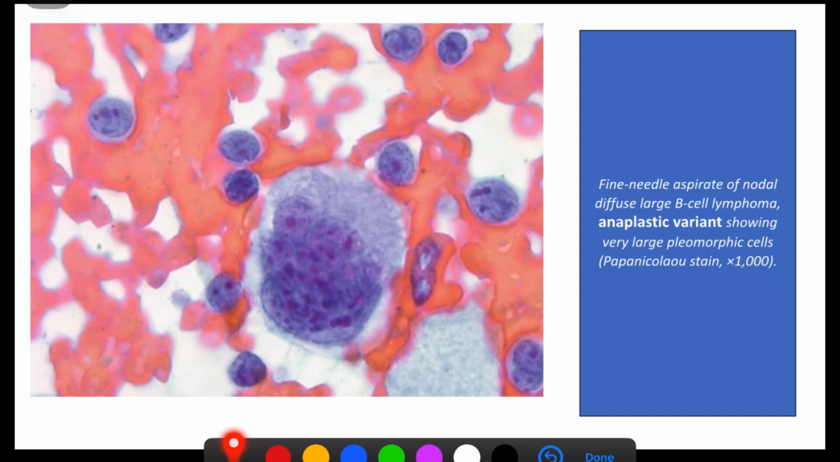As the name suggests, very high grade and pleomorphic cells. So these are very large pleomorphic cells in the DLBCL category. These are also neoplastic cells, but this is an anaplastic cell.